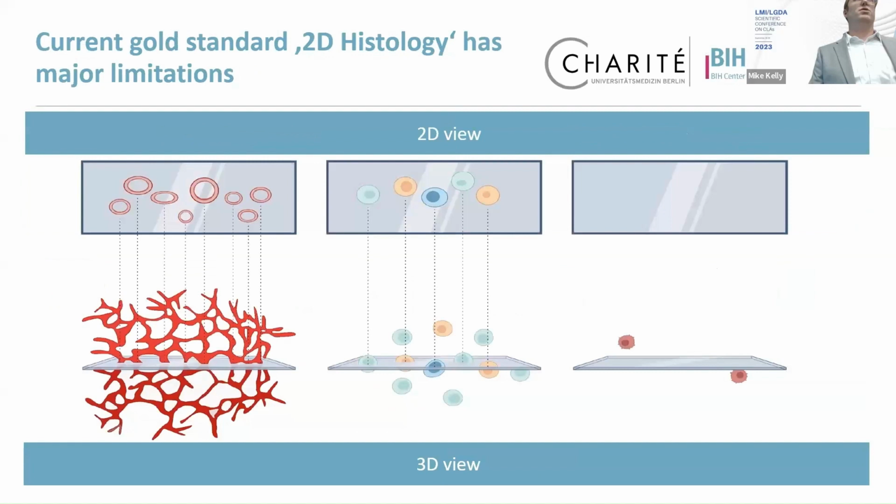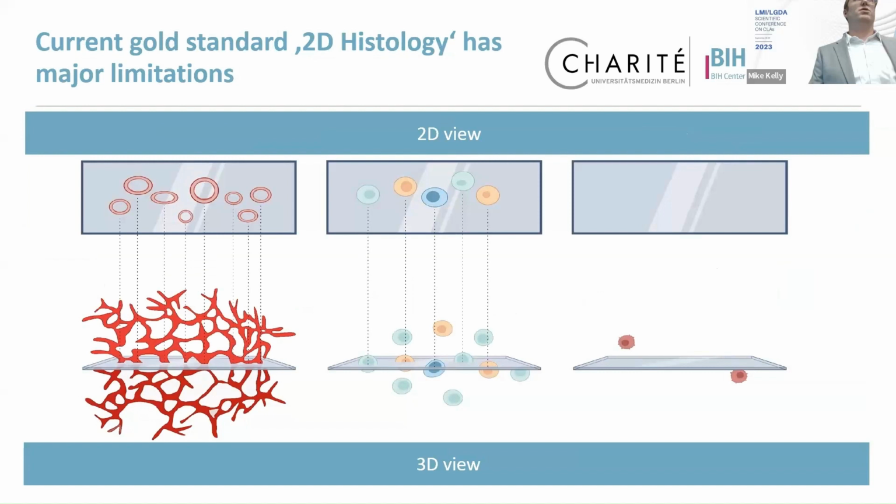And this is due to the fact that the missing spatial information is one of the major limitations of our classical 2D histology approach. That's, for example, highlighted here on the left-hand side. In the upper area, we see a 2D section or a 2D glass slide. We see some lumina, but having only this information, it is very difficult to understand a complex vessel architecture like in the 3D reality underneath our glass slides.